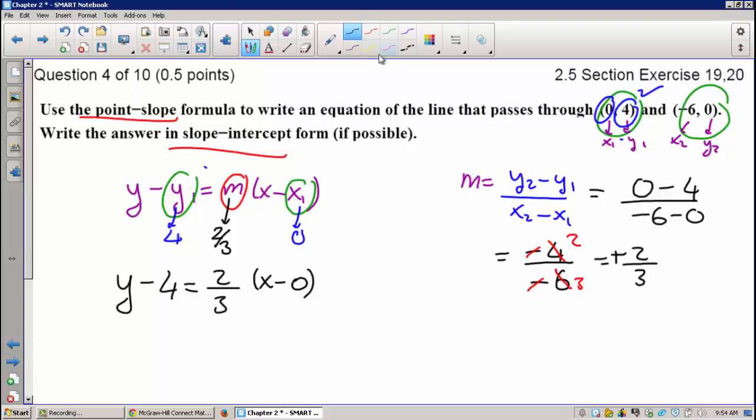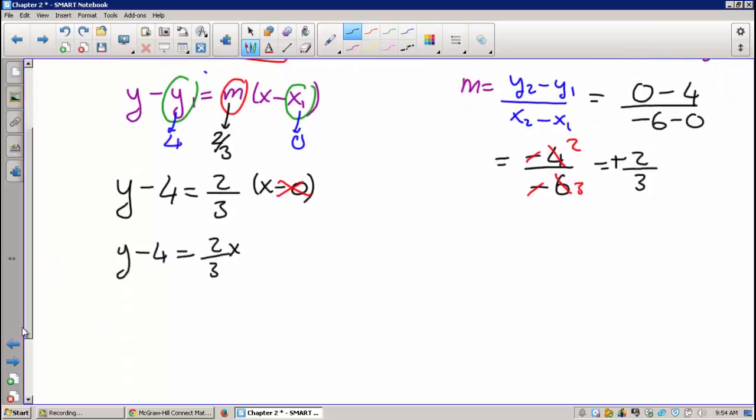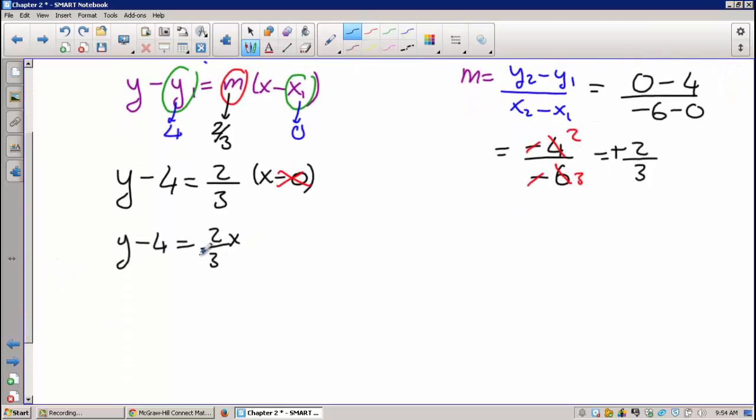Alright, next, I would usually distribute this out, but since this 0 means nothing, it's just x left. x minus 0 is x itself. It's just 2/3 of x here, because 2/3 times 0 is 0 if you like. And then, yeah, this is it. This is point slope form.